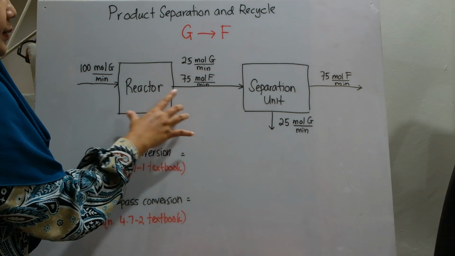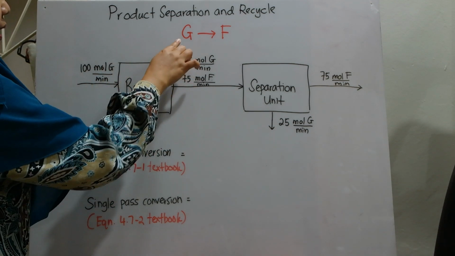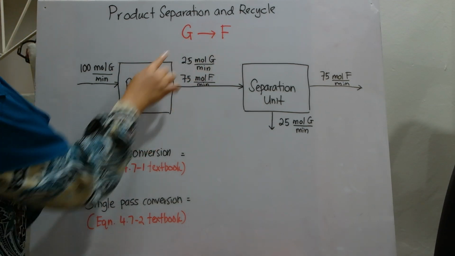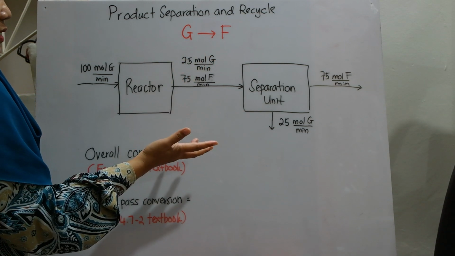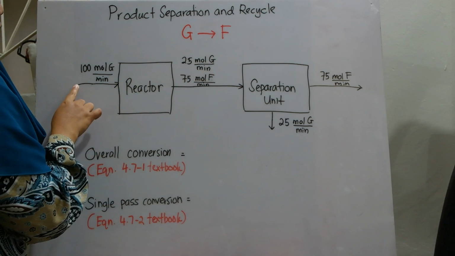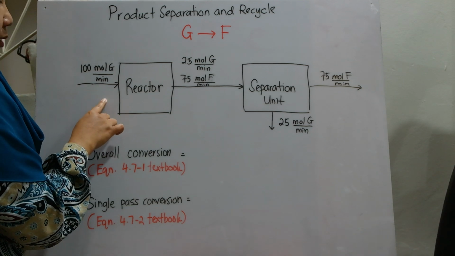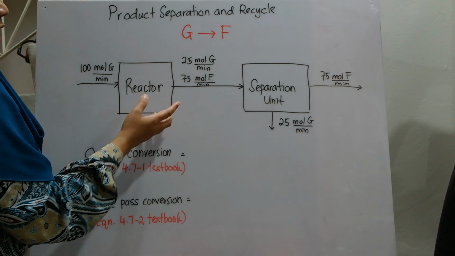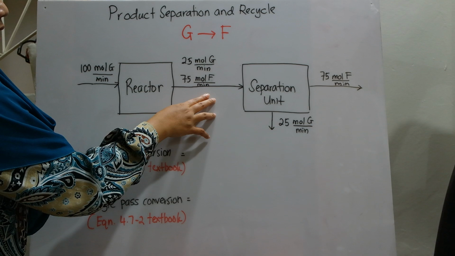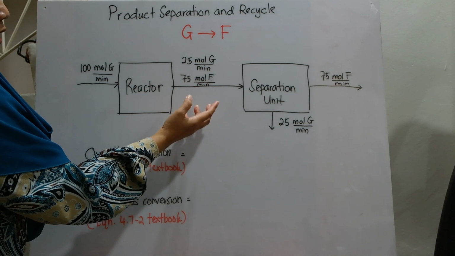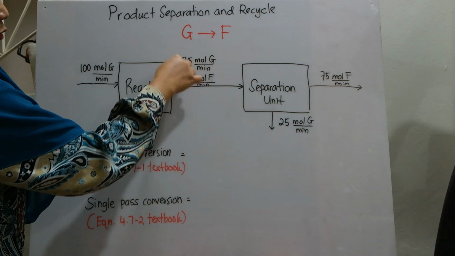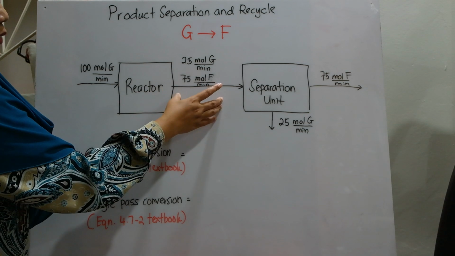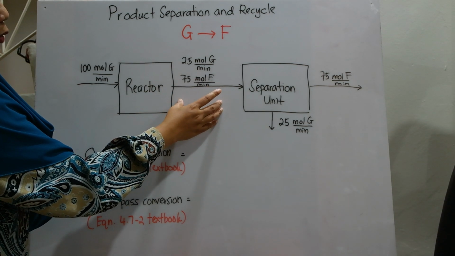conversion. Now, let's say we have this process: G to F. G reacts in a reactor with a catalyst and produces F. We have 100 mole of G per minute going into the reactor, and after 75% conversion, it produces 75 mole of F. From the 75 mole of G used, we are left with 25 mole of G per minute which is not used. This is our product from the reactor, but it is not a pure product yet.